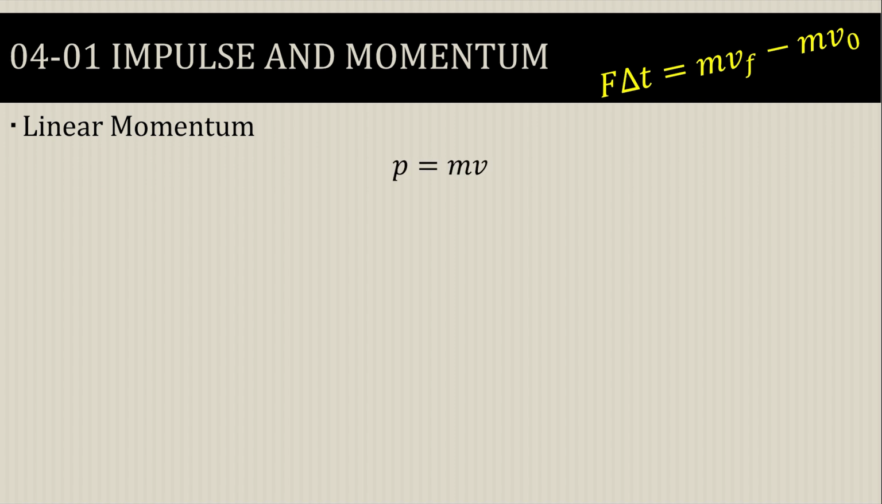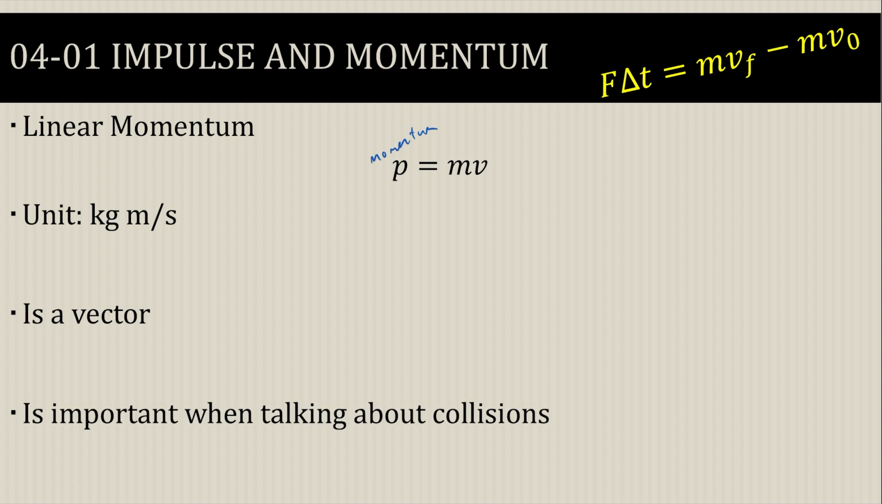Linear momentum is p equals mv. p is the momentum, m is the mass, v is the velocity. So momentum is mass times velocity. Mass is in kilograms, and velocity is in meters per second, so the unit is kilogram meters per second. Since velocity is a vector, momentum is also a vector. And momentum is important when we talk about collisions. We haven't talked about collisions yet.